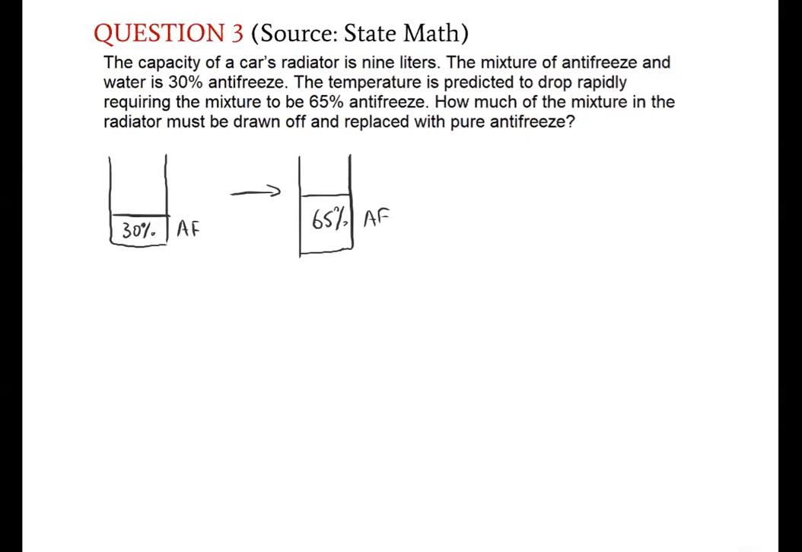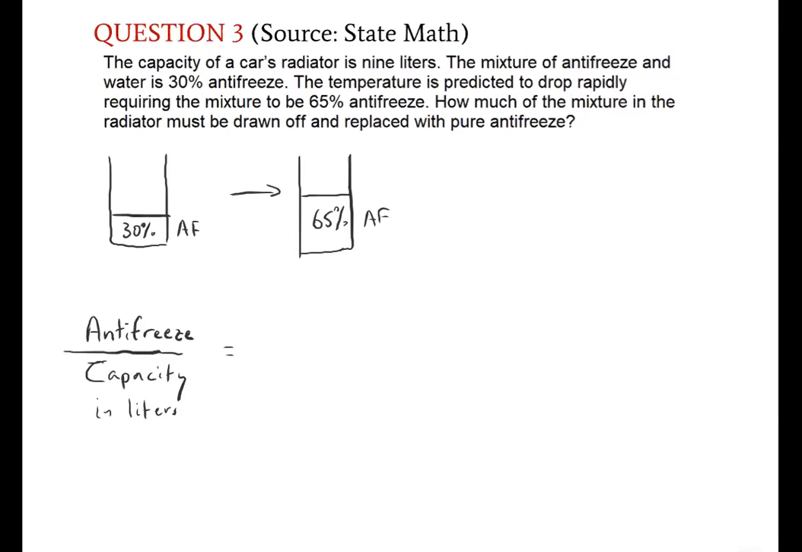To do this, we're going to use fractions to solve for this, and to set it up, the top of our fraction is going to be the amount of antifreeze in it in liters, and then the bottom is just the total capacity in liters.